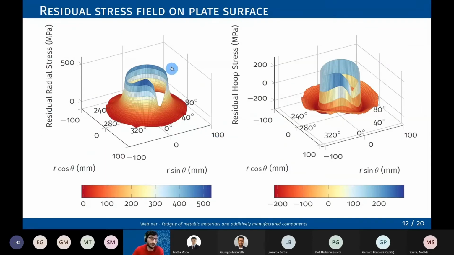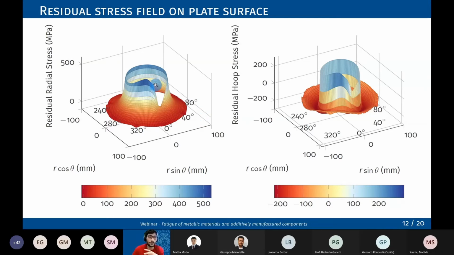Here I'm reporting the residual stresses on the plate surface of the specimen. You have to imagine that this is the plate surface, and these are the residual stresses starting from the weld toe, here and here, and going out from the weld bead. These are radial residual stresses, and these are hoop residual stresses. Radial residual stresses are always positive, while hoop residual stresses are mainly negative with a really high gradient close to the weld toe.